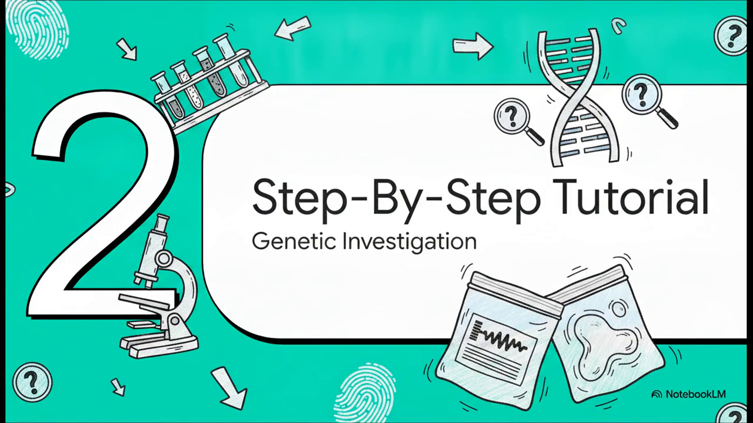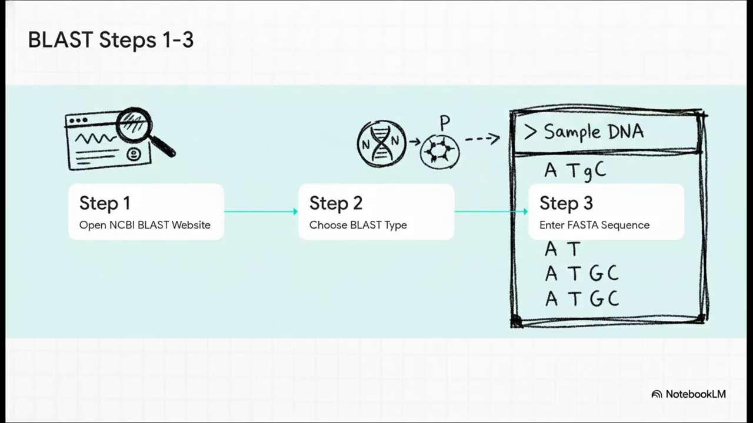Section 2. Step-by-step BLAST tutorial. Running your first genetic investigation. Get those virtual evidence bags ready, because we're going procedural. Step 1. You just open up the NCBI BLAST website. Simple enough. Step 2. Based on that cheat sheet we just talked about, you choose your BLAST type.